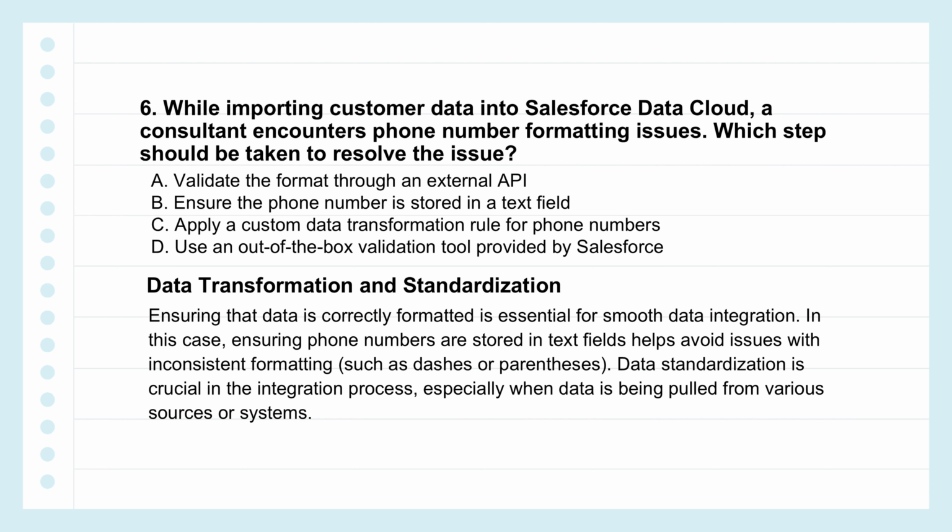Makes sense. All right. Question 6 throws a bit of a curveball. Okay. It's a really practical challenge, but sometimes the simplest solutions are the best. Right. So a company is struggling with inconsistent phone number formatting when they're importing data into Data Cloud. What's the recommended way to deal with that? Well, the solution is to store phone numbers in a text field. Wait, just as text? Yeah. Wouldn't that create problems later on if you need to use those numbers for calling or texting?